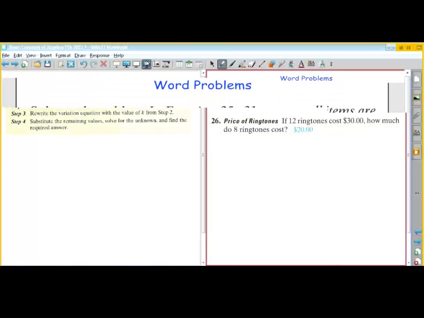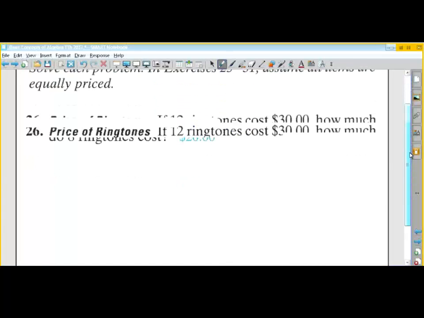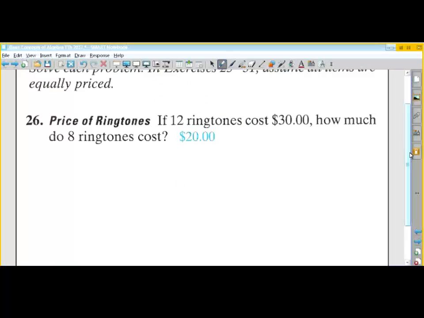Okay, so here are some problems. Let's do some word problems. And I usually include a couple of word problems involving ratios on the test. So it says, if 12 ringtones cost $30, how much do 8 ringtones cost? The answer is 20, but how do we get to that? So, this is a proportion, cost to number of items, cost to number of items, and it's the same. We're not getting any discount for higher purchases of ringtones.